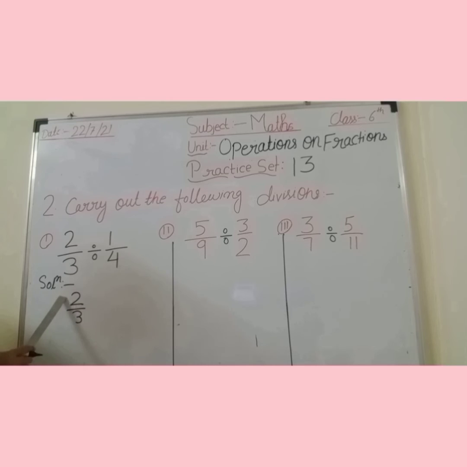This is the number. You have to divide this number by this fraction. So to divide a number by a fraction, you have to multiply. So I have given the sign of multiplication. You have to multiply this number by the reciprocal of this fraction. What will be the reciprocal?